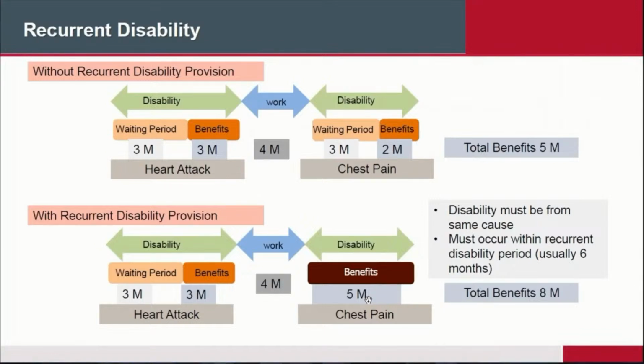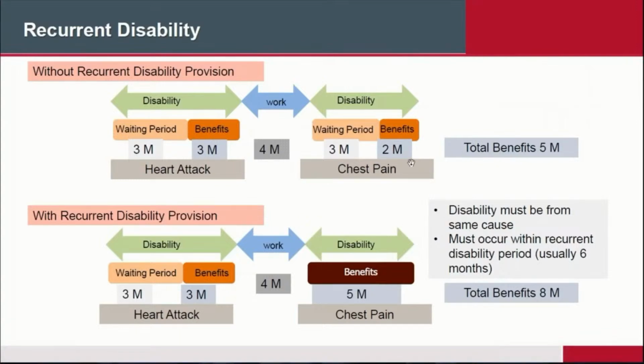So with the recurrent disability, the key element is that if you go back to work and within 6 months of going back to work, you go back on disability for the same issue or related to the same issue, there will be no waiting period. So the benefit starts immediately and the benefits just continue on for the entire benefit period.